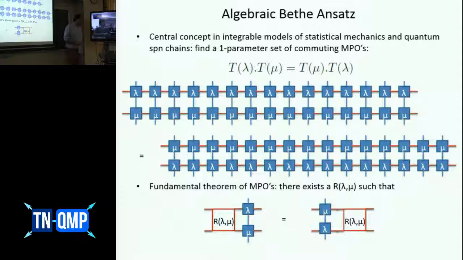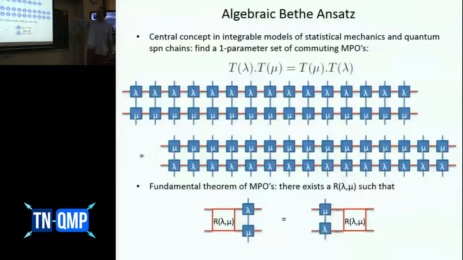somehow it turns out that this fits extremely well in this whole matrix product operator way of looking at many body physics. So what is the central concept in integrable models of statistical physics, and also in quantum spin chains? It happens that the central technical tool that you need to understand integrable systems is to find matrix product operators that depend on one continuous parameter, in such a way that they commute independent of what this parameter is. Okay, so you want to find one parameter families of matrix product operators that commute.